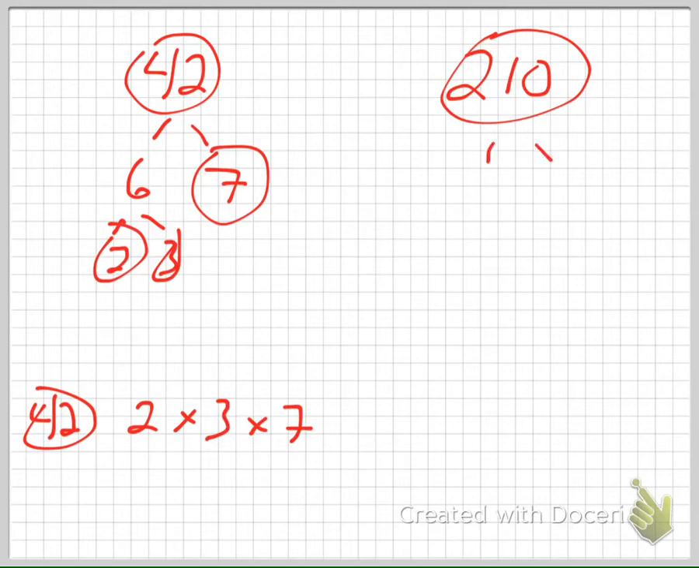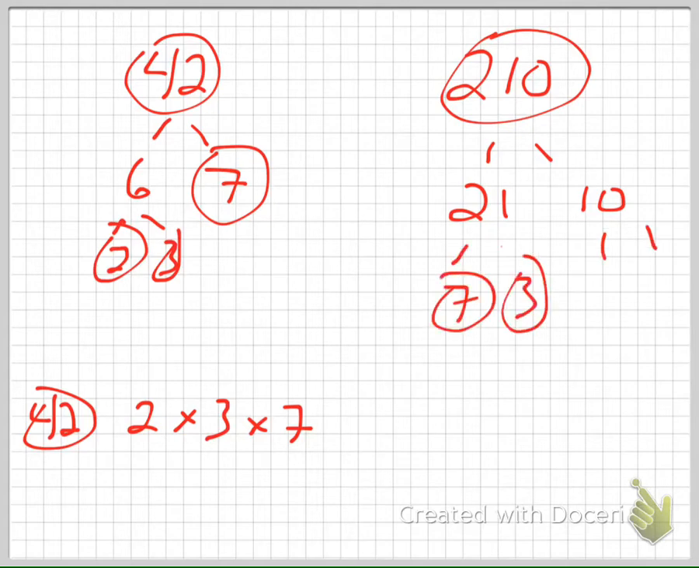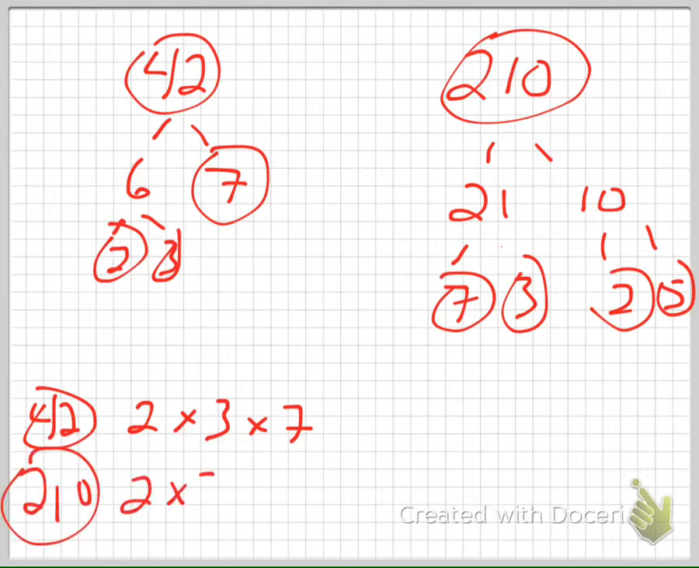Prime factors of 210: 21 and 10. Anytime there's a 0 at the end, that's an easy one. 21 and 10, which is 7 and 3, and 2 and 5. So 210 is 2 times 3 times 5 times 7. Which one has the most 2s? So which one do I choose? It doesn't matter. Which one has the most 3s?